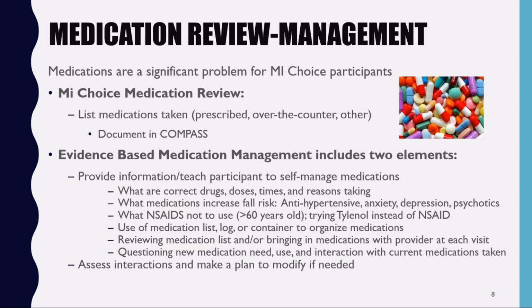Are they NSAIDs? Because they're not to be used in people over 60, and they should be trying Tylenol instead. Do they use a medication list, a log, or container to organize their medications? And do they bring a list of their medications when they go to see their PCP? Do they question every new medication to see if they really need it, are they going to use it, and does it interact with their current medications being taken?